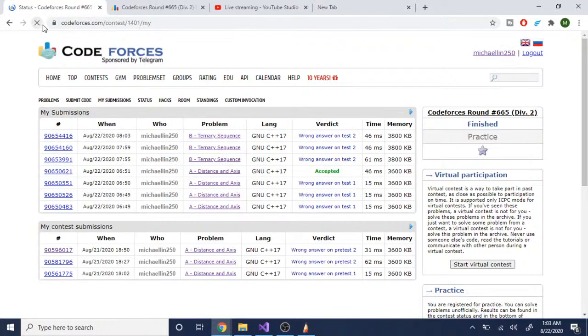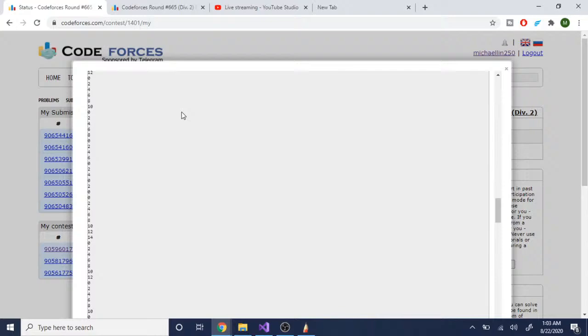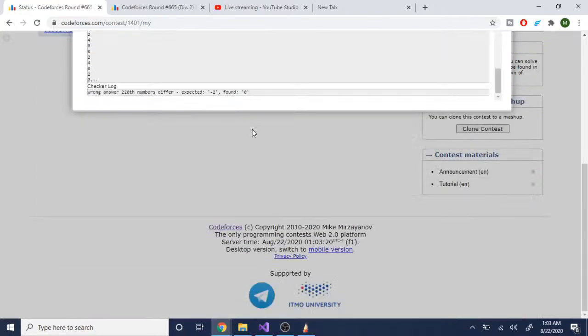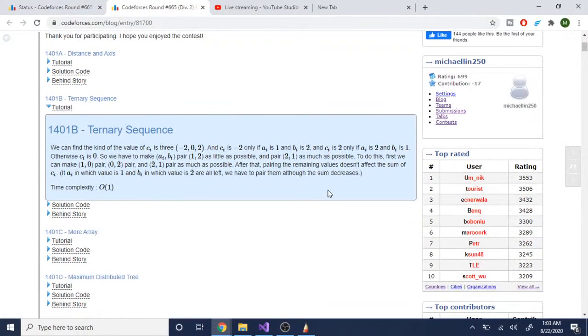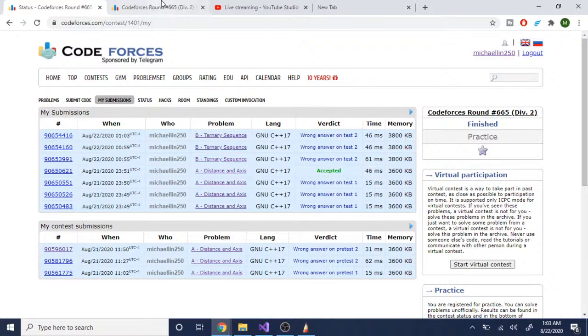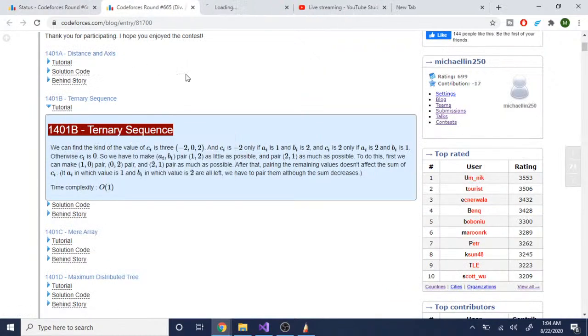Did I get it out of bounds? No, I got a still wrong answer. What is the problem? Expected -2, found 0. I don't know what the problem is. Zero, 2, 2, 1. Oh, are we summing it up wrong? That might be an issue. Hold up.